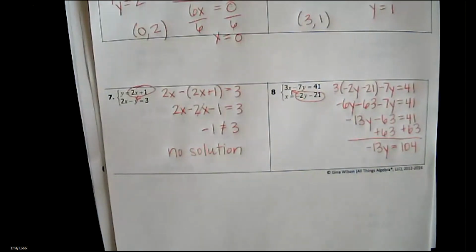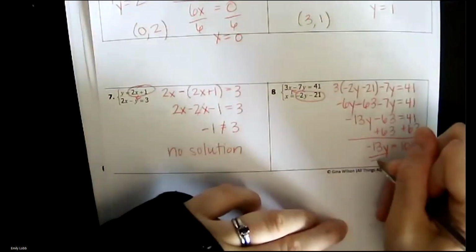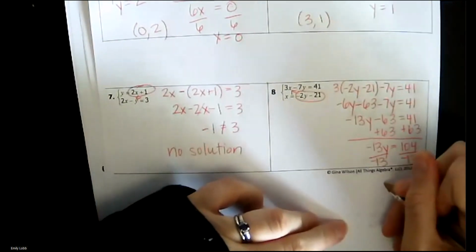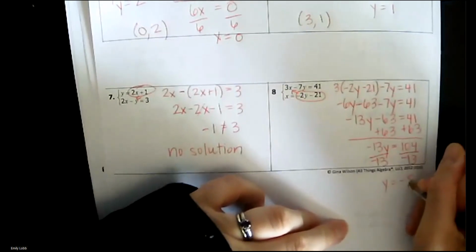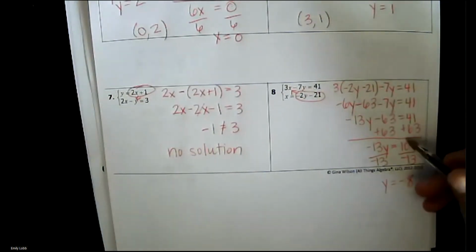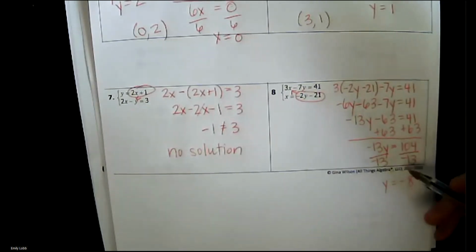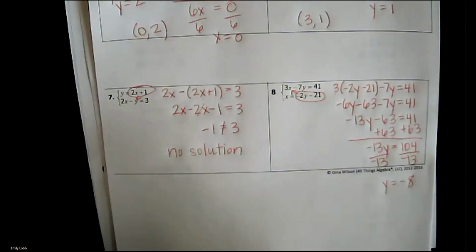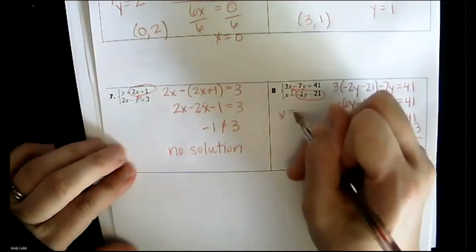So I'm thinking like 8. Negative 13, negative 8. Because 8 times 3 would be 24, so it would end in a 4. I would carry the 2. 8 times 1 plus that 2 would be 10. So if y equals negative 8, then what does x equal?